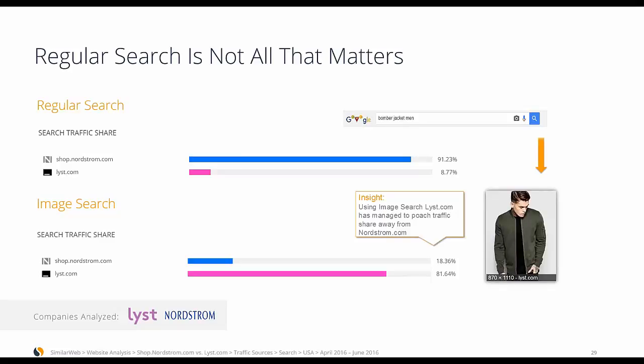And if we look for bomber jacket as the example here, List is showing up at the top of Google image search results. People are clicking on that bomber jacket. People are clicking on their images and going to their site and buying.